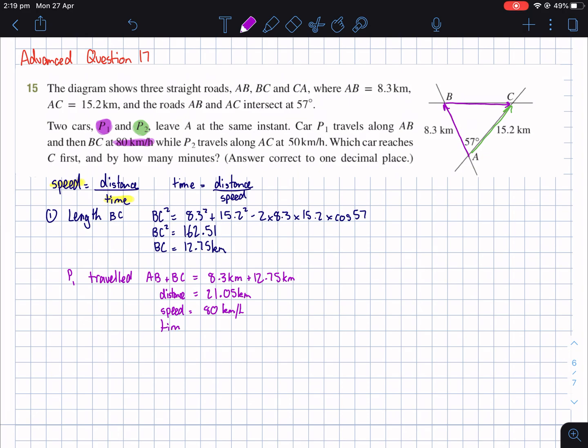So time is 21.05 kilometres divided by 80 kilometres per hour, which gives us 0.263 hours. Now, if you press the degrees, minutes, seconds button on your calculator, you can find that that's 0 hours, 15 minutes, 47.15 seconds.